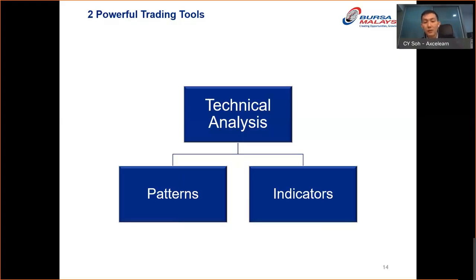So if you like to learn more about patterns, you can search for yourself for more details, because it takes a lot more time to cover what patterns are in detail. So today I will be covering more on indicators instead.